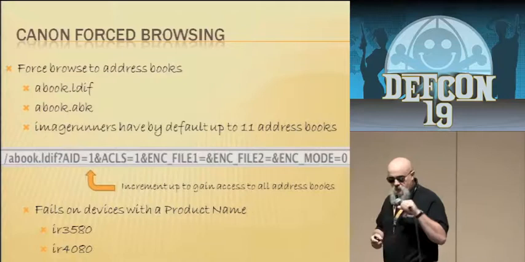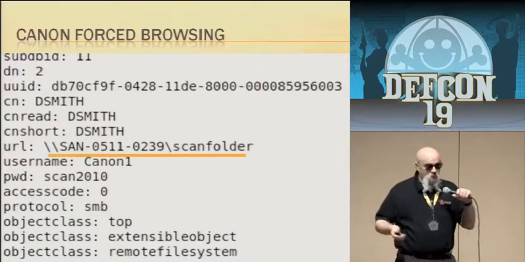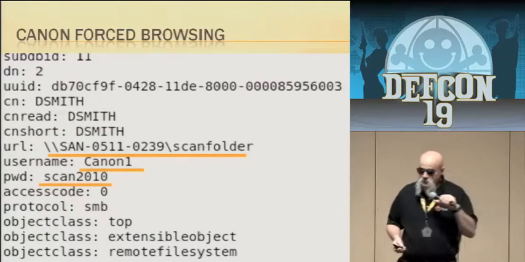So let's look at this data. We pull the address book. We can quickly see that URL information, a username, and a password can actually be pulled out of the address book. So what are we looking at?